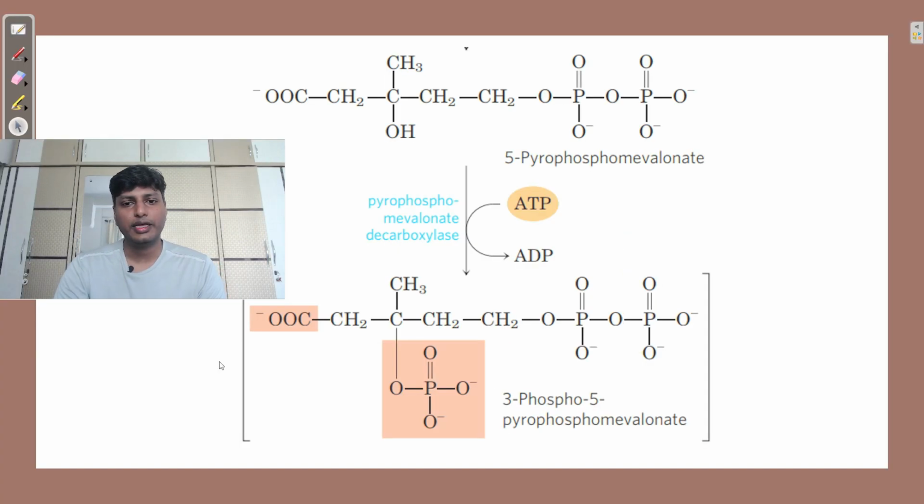In the next step, again there is addition of one more phosphate, but this time the phosphate is not added to the first carbon, it is added to the third carbon. As you can see, this is the third carbon, so the phosphate is getting attached over here. So the compound which is formed is now 3-phospho-5-pyrophosphomevalonate. So we saw that mevalonate underwent 3 continuous phosphorylations with the help of 3 ATPs.